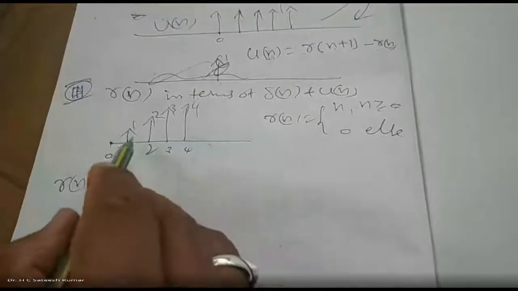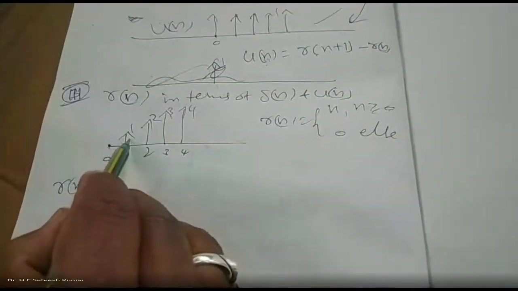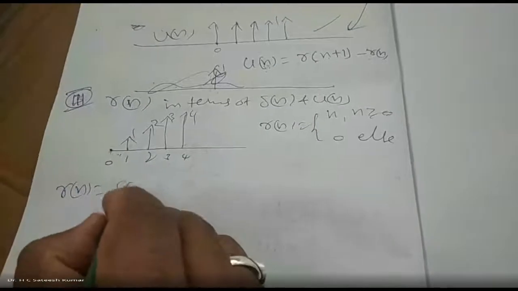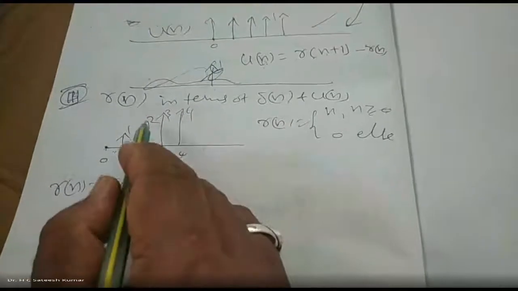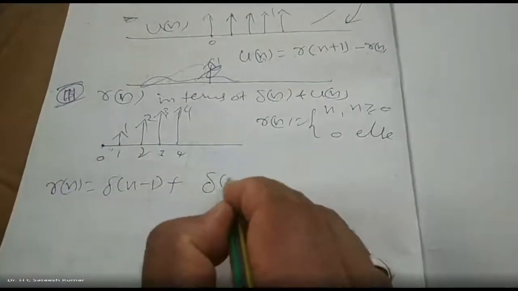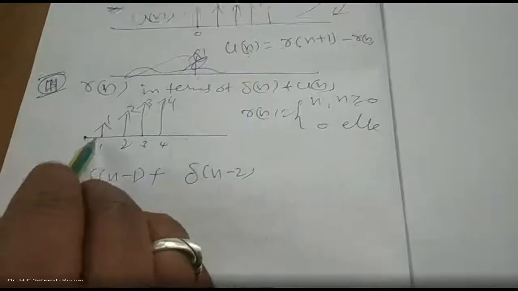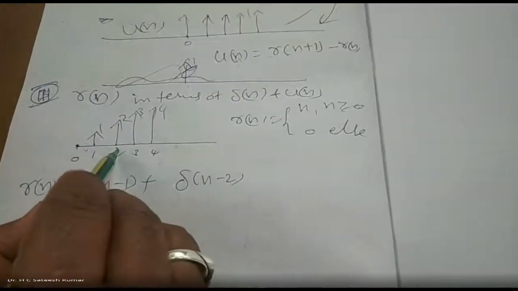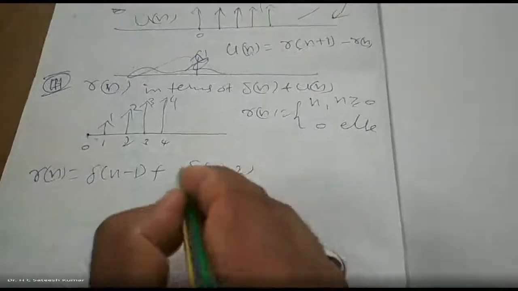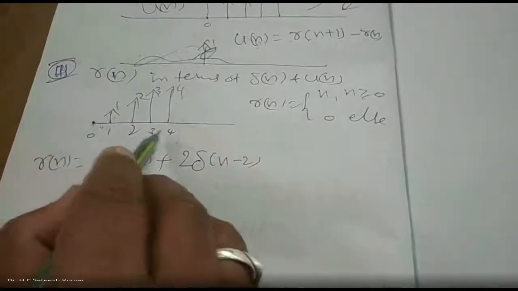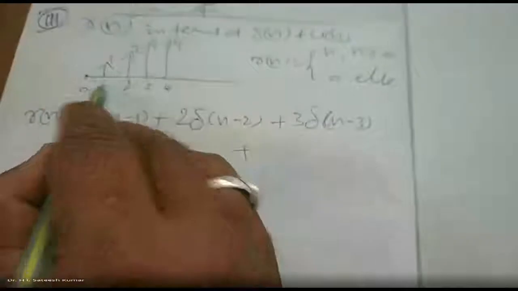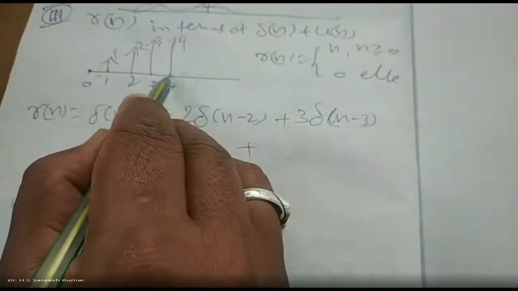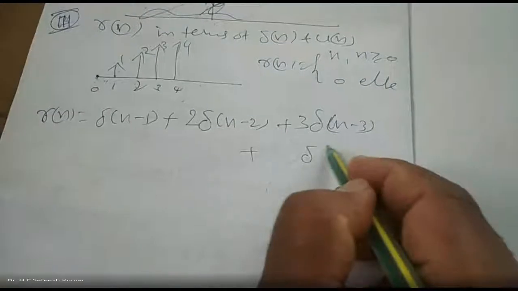Delta of n, what is that? Sorry, this is 0. This is delta of n minus 1, plus, what is this one? Delta of n minus 2. Because the delta function shifted right by 1 unit, you will get this function, but the amplitude is 2, so multiply by 2. Delta of n shifted right by 3 units is delta of n minus 3, with amplitude multiplied by 3, plus the delta function shifted right by 4 units, so delta of n minus 4.